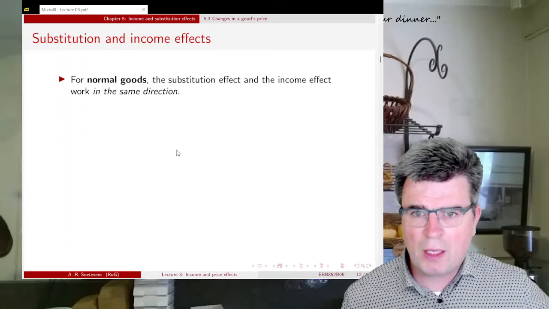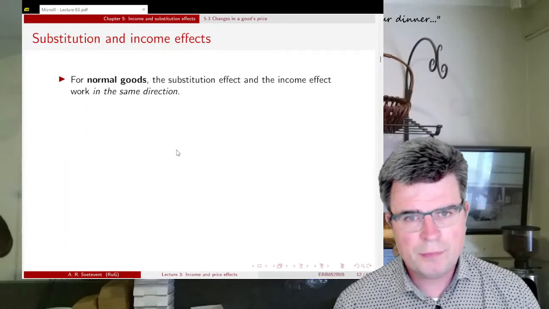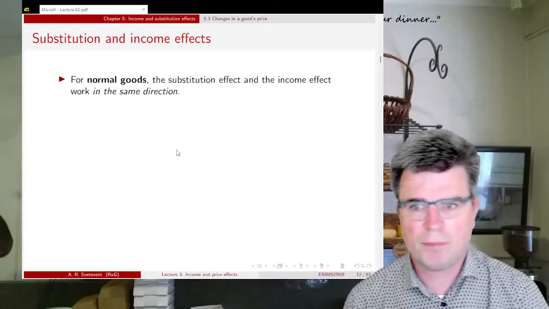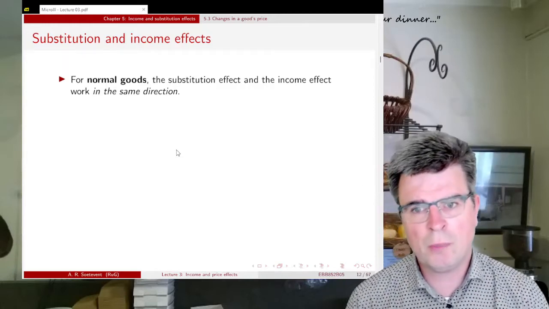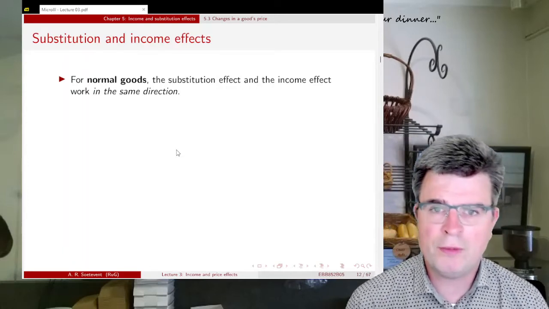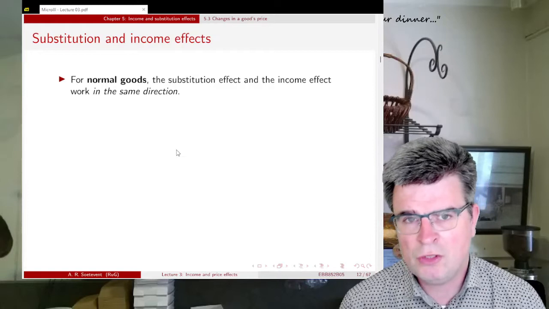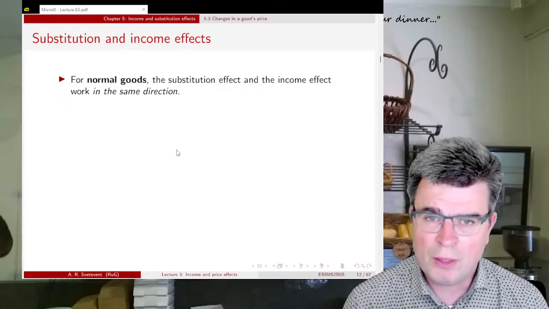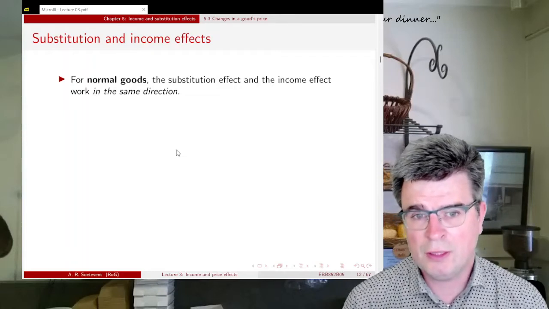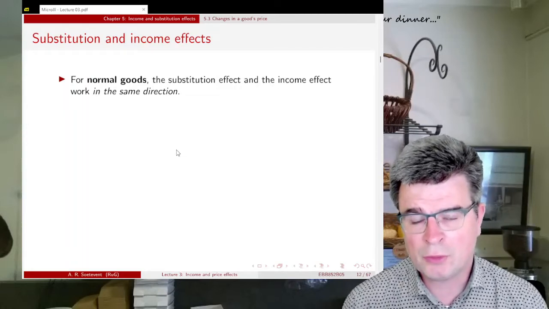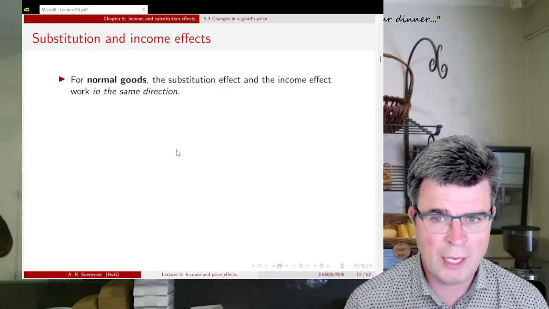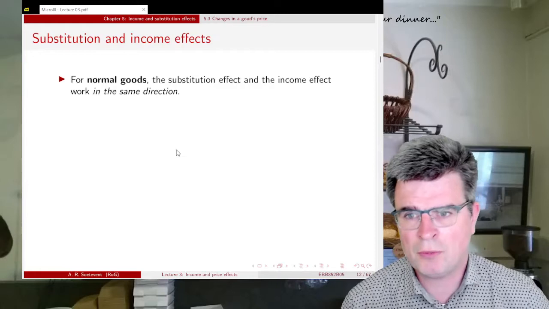So for normal goods, the substitution effect and the income effect operate in the same direction. Meaning that if a good is a normal good and it becomes relatively cheaper, then you buy more of it. Because it has become relatively cheaper, you can do more with your income, and this additional purchasing power is also partly spent on increasing your consumption of good X. So it works in the same direction.